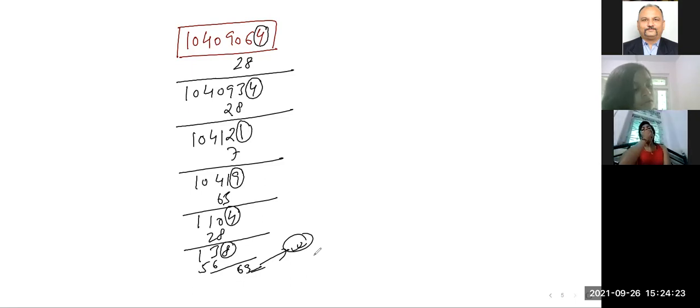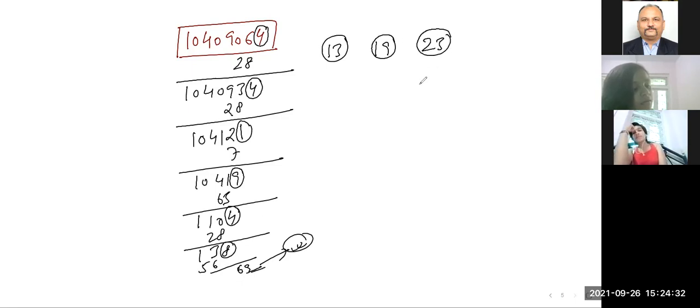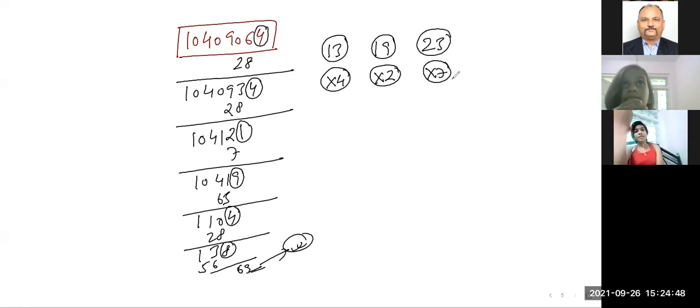So if I simply summarize, can I say that for 13, for 19, and for 23, we are having more or less the same process, but the difference is what? In this case, we are multiplying by 4. In this case, we are multiplying by 2. And in this case, we are multiplying by 7. Yes. And the rest of the process remains the same. Clear? So easily now you can remember.